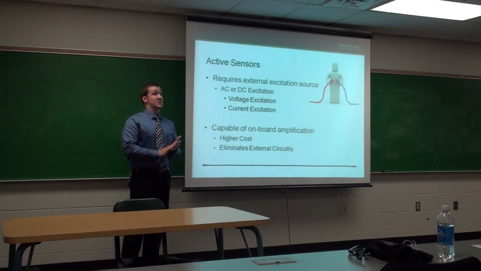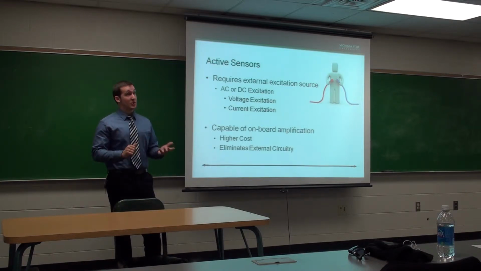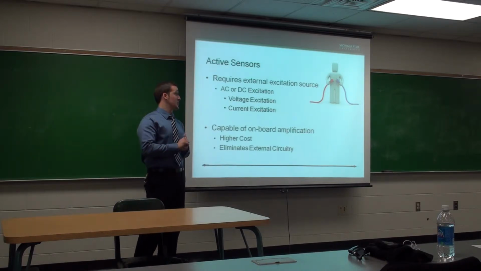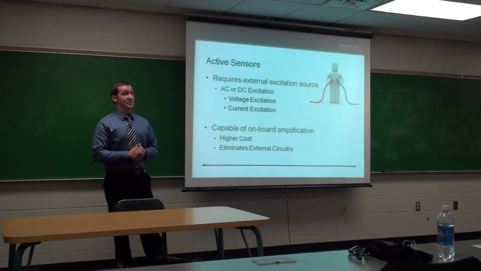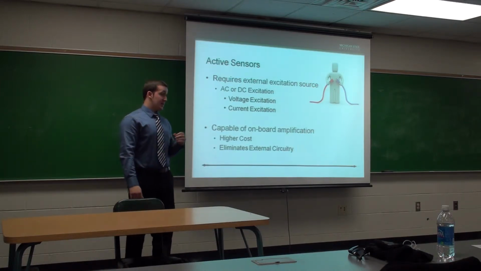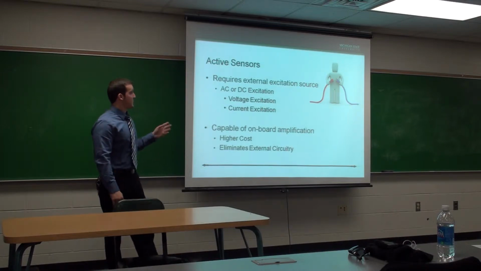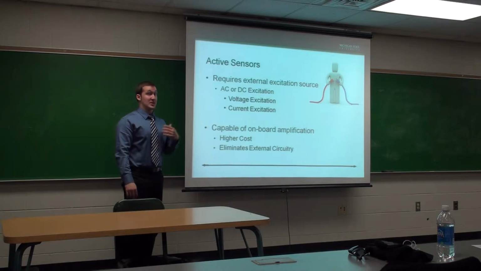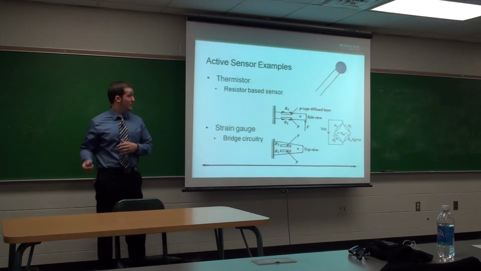Constant voltage excitation is typically used in data acquisition applications such as strain gauges or pressure sensors, whereas constant current excitation is more typically used in some form of resistive sensor such as a thermistor. Additionally, it also increases noise immunity, making it ideal for industrial applications. Another nice thing is that active sensors are capable of having some form of onboard amplification, meaning that you can eliminate the use of external circuitry to amplify or scale down your output signal.